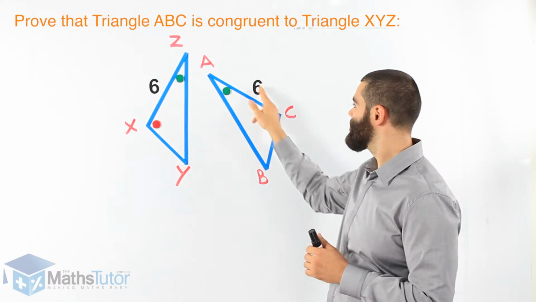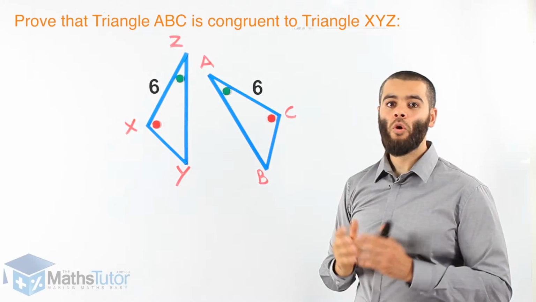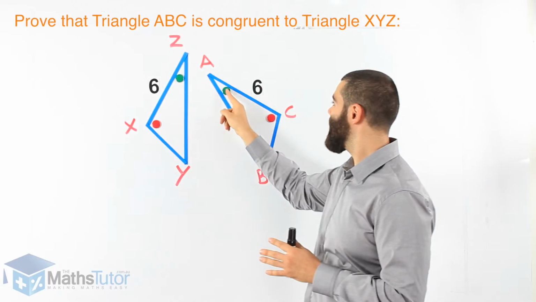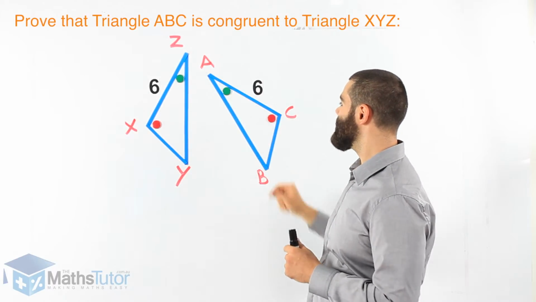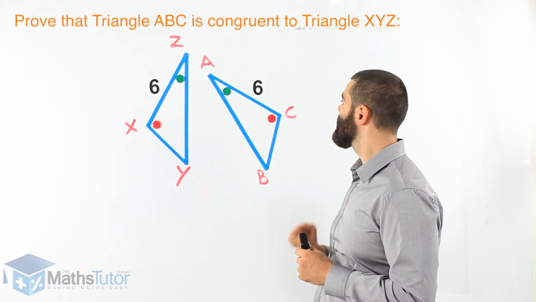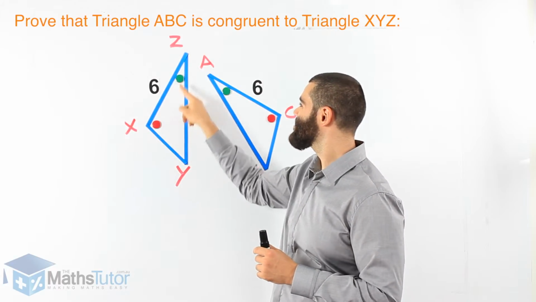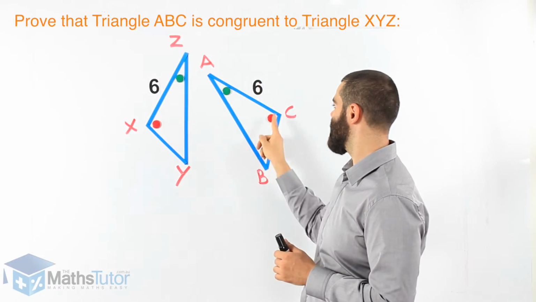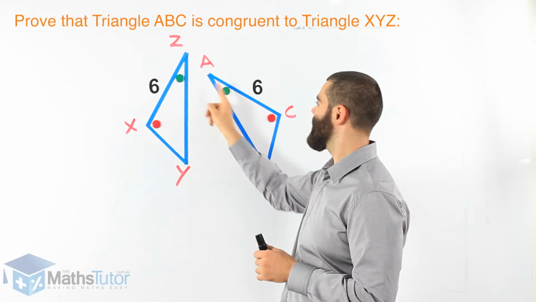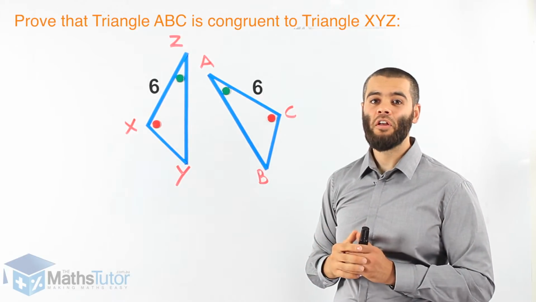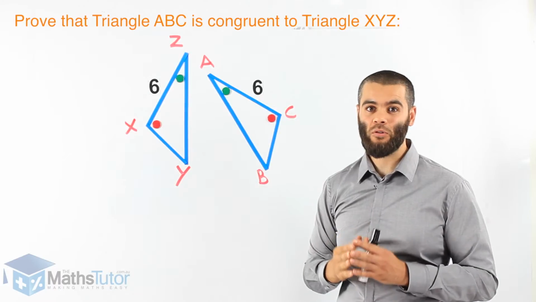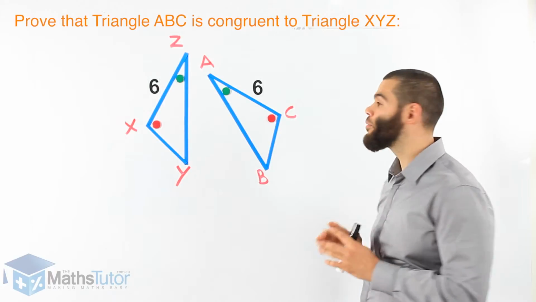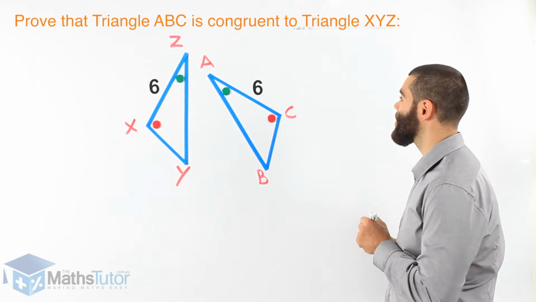So we have a side and we have an angle. What else can we see? Look closely. We can also see another angle, the angle marked in green. Angle CAB or angle BAC, same angle, is equal to angle YZX, that angle there. So we have a side, an angle, and another angle that is matching and equal. So we can now use angle, angle, side. Now let's write the information down and prove that these two triangles are congruent.